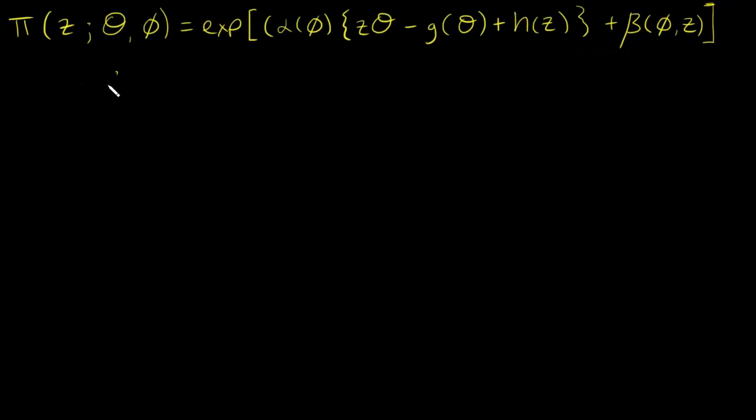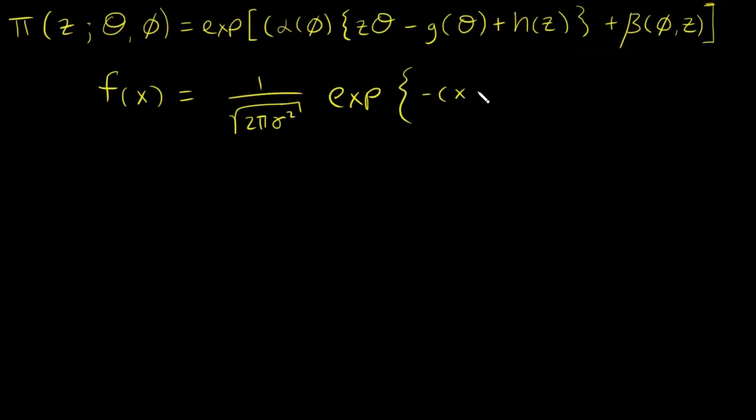And we all know the normal distribution, so let's just do a simple one variable normal distribution: f of x equals 1 over the square root of 2 pi sigma squared times e to the power of negative (x minus mu) squared divided by 2 sigma squared. Okay, so this is what the normal distribution looks like. So how do I make this look like this? That's basically my challenge right now.